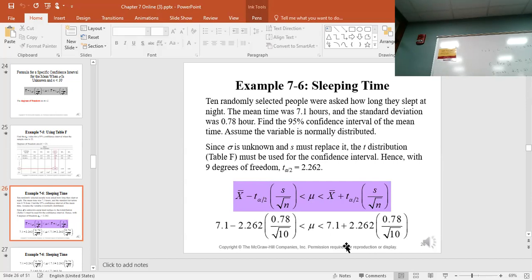What is the sample mean? 7.1. Sample standard deviation, 0.78. Sample size, 10. Confidence level, 0.95. So, for n equals 10, what will be the degree of freedom? 9. So we will use it to find t alpha over 2. Use your table, please.